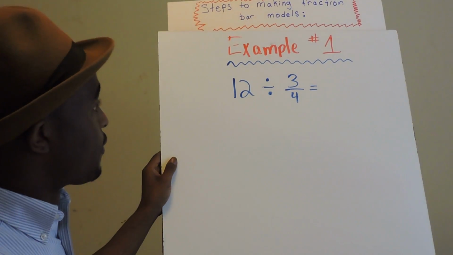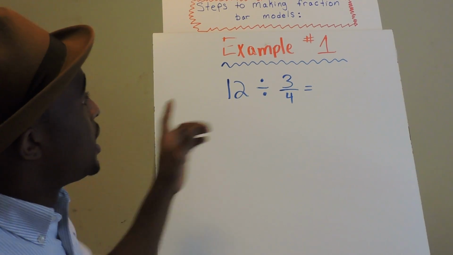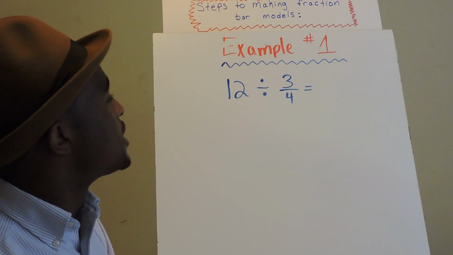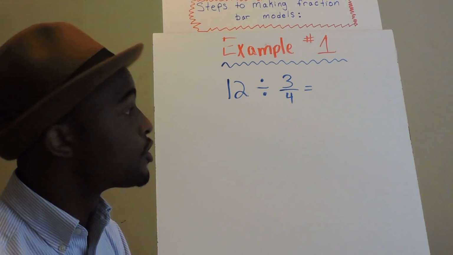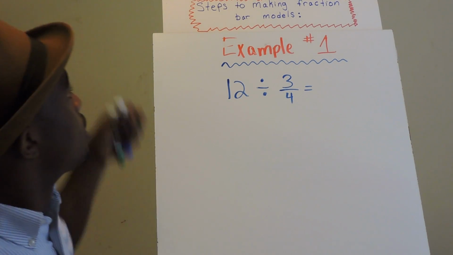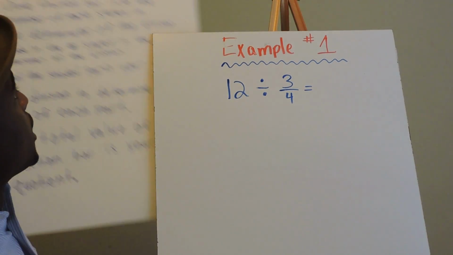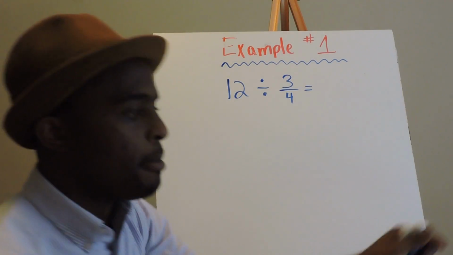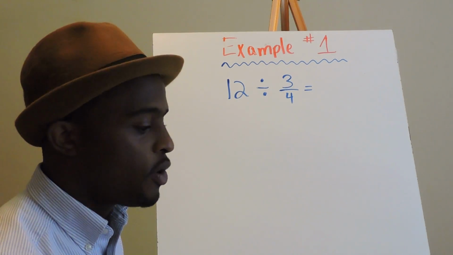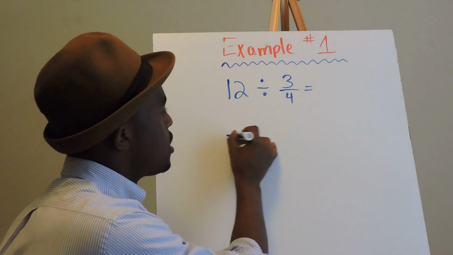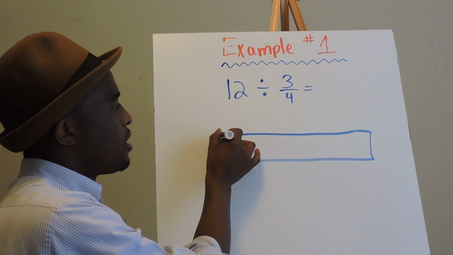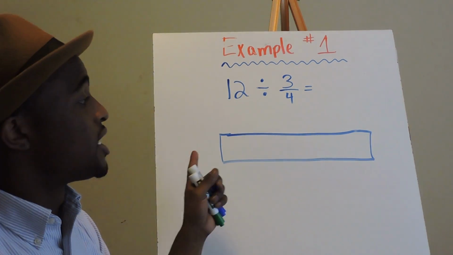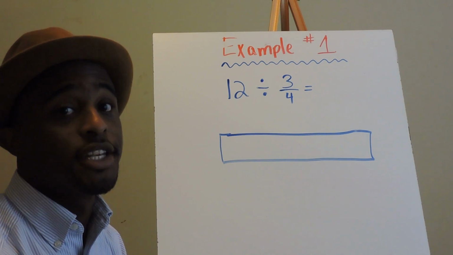All right, let's look at our first example. Example 1 is 12 divided by 3/4. If we look at our steps to making a fraction bar model, step 1 says to draw a fraction bar. Now class, a fraction bar is as simple as just a rectangle, just a basic rectangle.